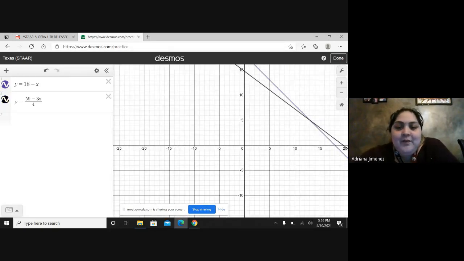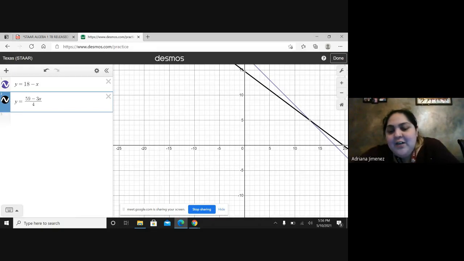I zoom with my fingers or with my keyboard, and I look for where these two lines intersect. Notice that all I did was touch one line. As soon as I touch that one line, it gives me the dot. I just click on the dot. The answer is 13 and 5.